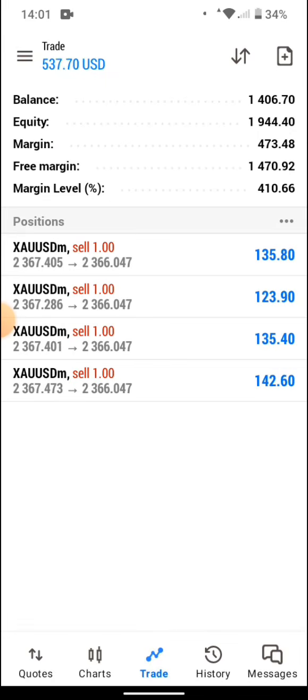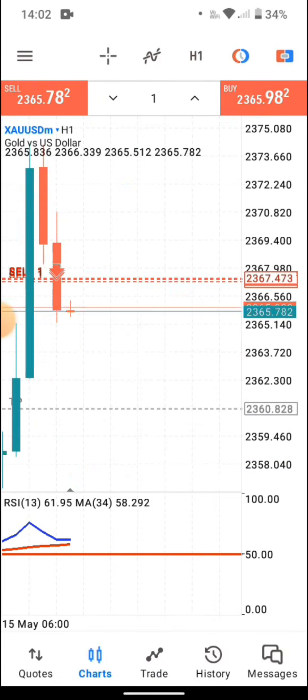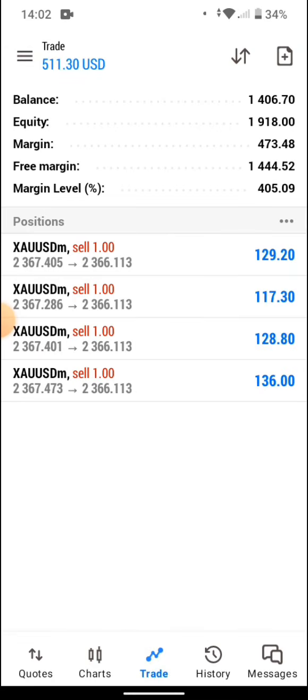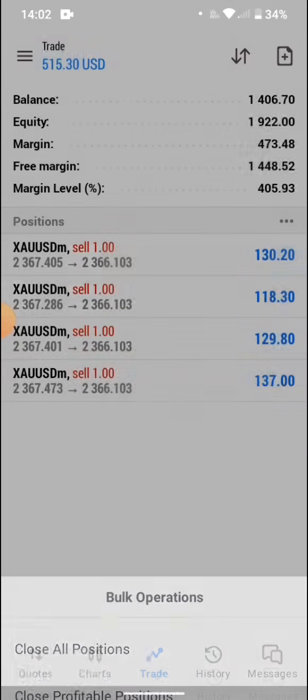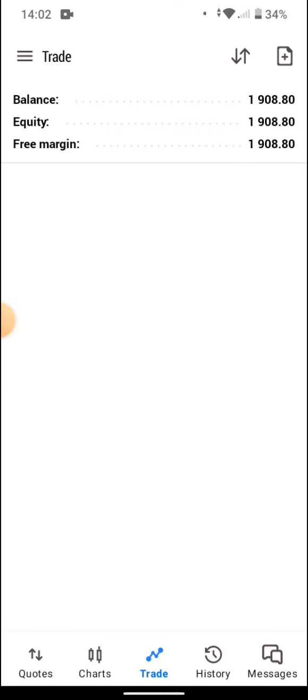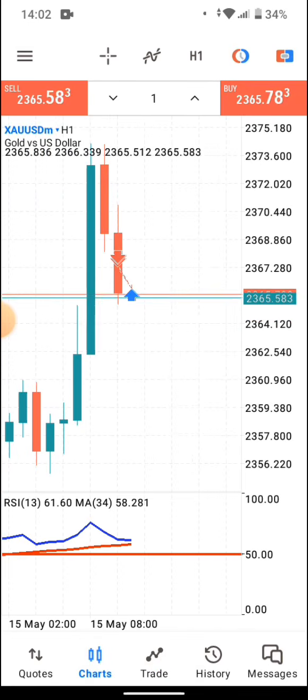So guys, we should not be greedy. Our TP is currently all the way here. The market is dropping, but this is a scalping trade, so I'll just close this. Okay, so guys, our $500 is currently $1,908.80. So we might just close and all.